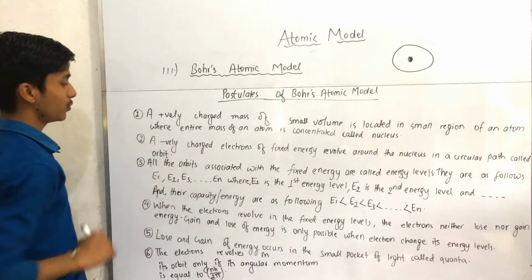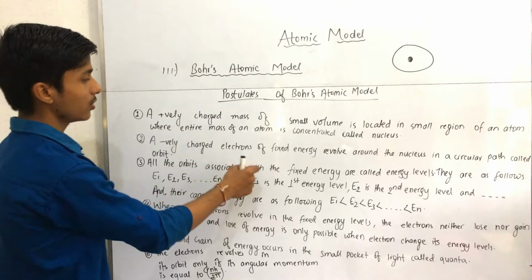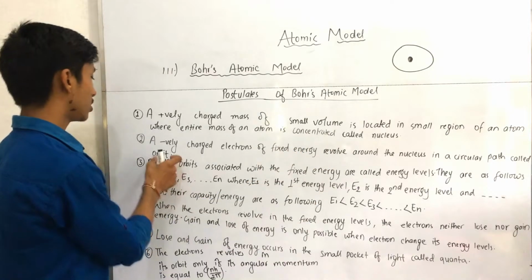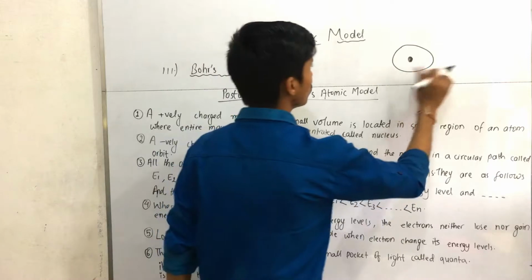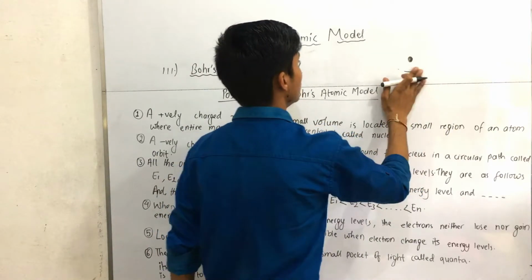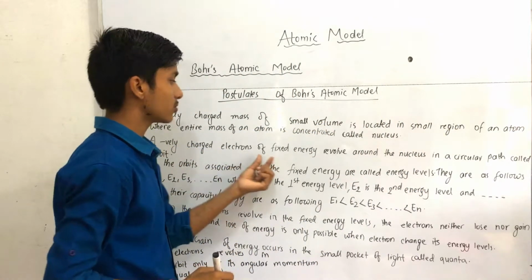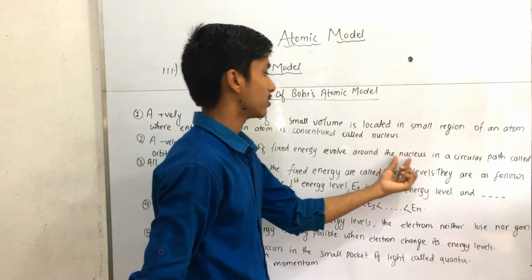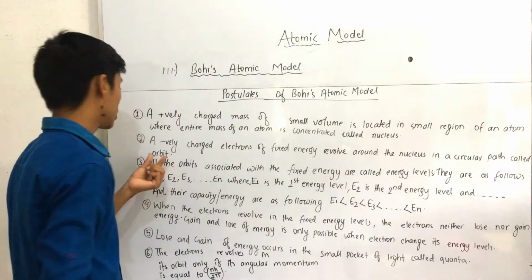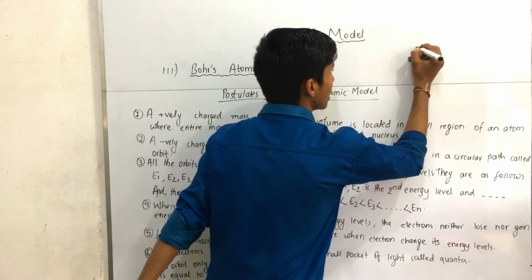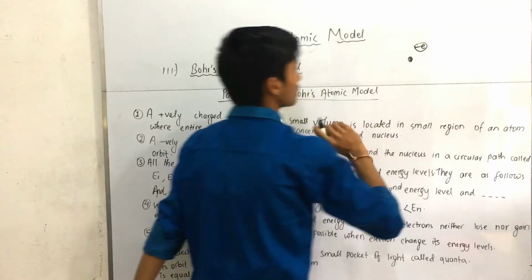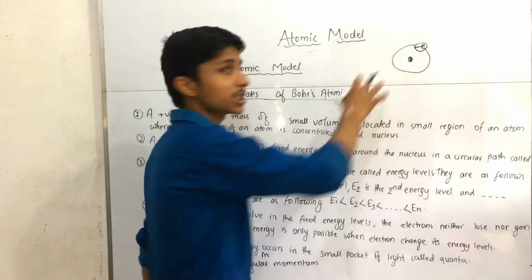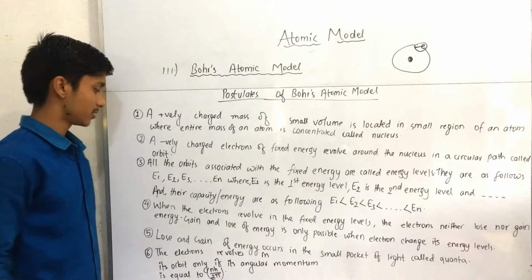Second point: a negatively charged electron of fixed energy revolves around the nucleus in a circular path called an orbit. What he told in the second point is that the negatively charged electron revolves around the nucleus in a fixed path called an orbit.